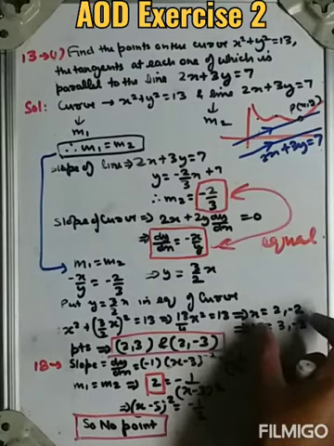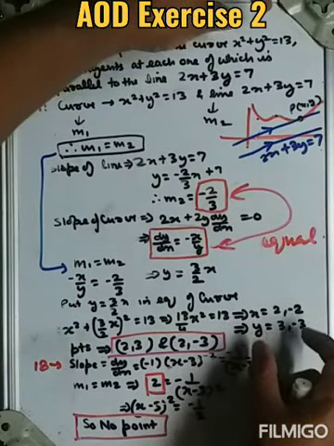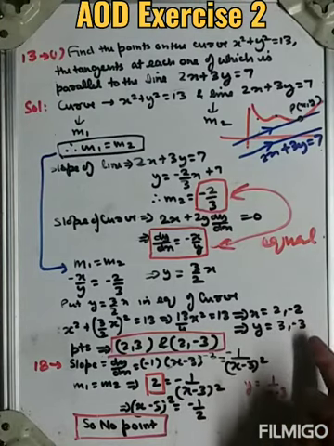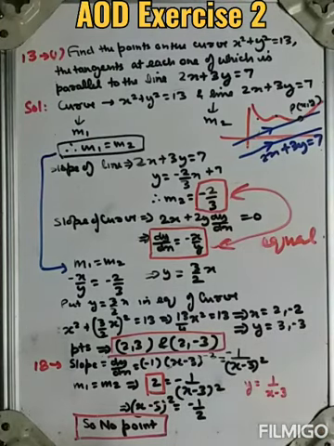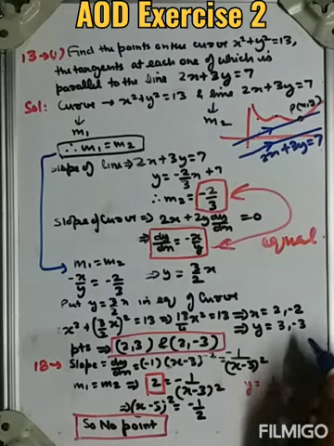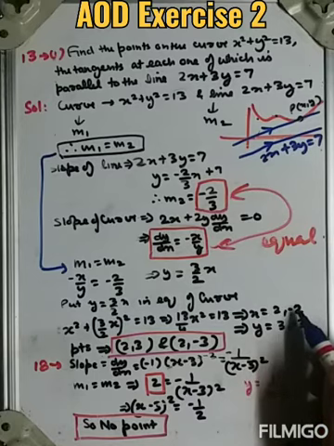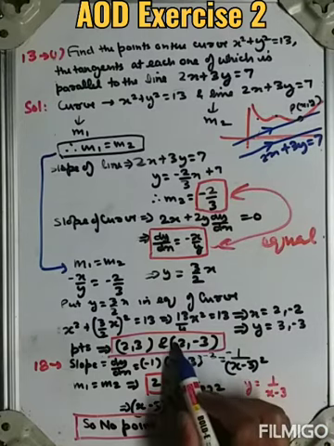Put these values of x again in the equation. We get two values of y. Now we get two coordinates: 2, 3 and minus 2, minus 3. Clear? 2, 3 and minus 2, minus 3.